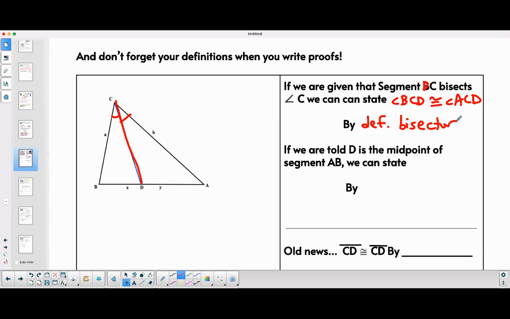If we're told that D is the midpoint of segment AB, if this is in the middle of segment AB, even though it doesn't look like it, because we're not looking at it as being drawn to scale, we would have BD congruent to AD by definition of midpoint. And we already know, old news, CD is congruent to itself because of reflexive.